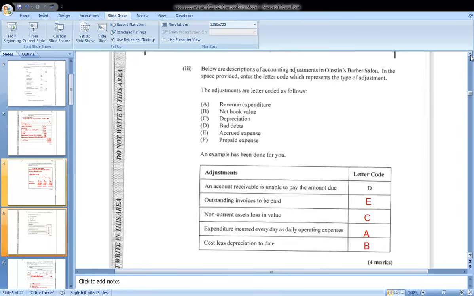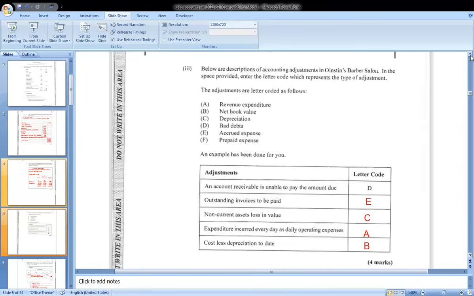The first one, they did it. An account receivable is unable to pay the amount due. We know that is bad debts. We are to complete the other 4. The other one says outstanding invoices to be paid. So that is E, accrued expense. That's the letter code we use. The next one says non-current assets, loss in value. We know that is C, depreciation.